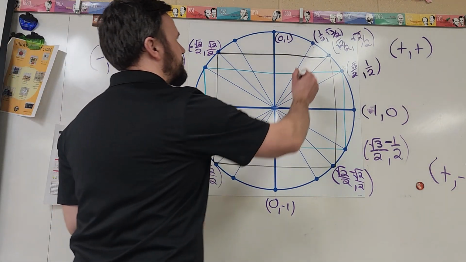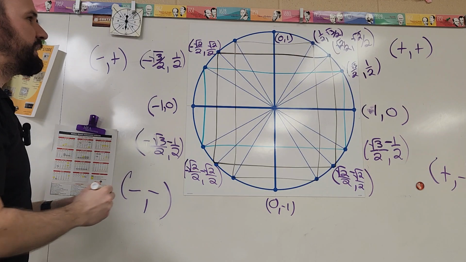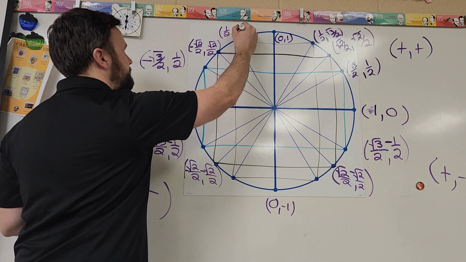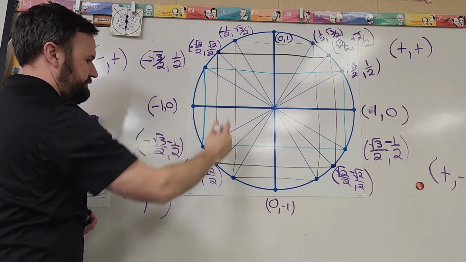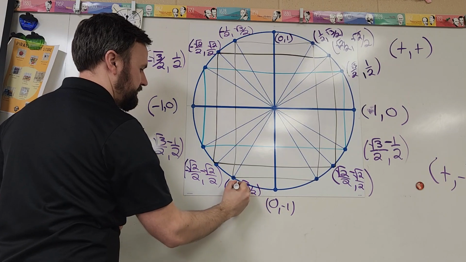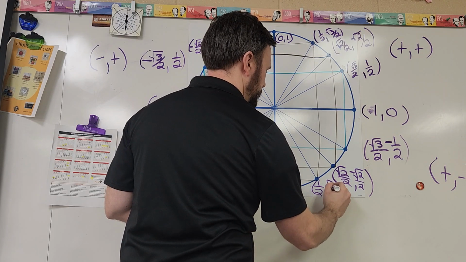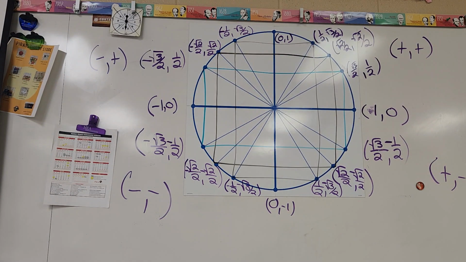Let's do one more box. So each point's going to be 1/2 or root 3 over 2, right? Negative in front. 1/2, root 3 over 2, both negative, and 1/2, root 3 over 2, just the y is negative. That's it. That's the unit circle filled out, right? Did anyone think it was going to take longer than that?